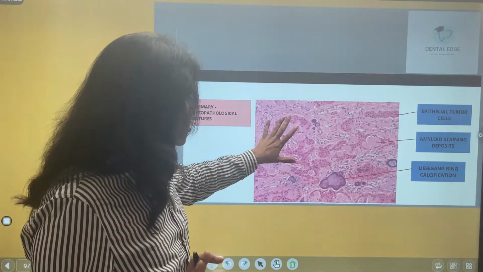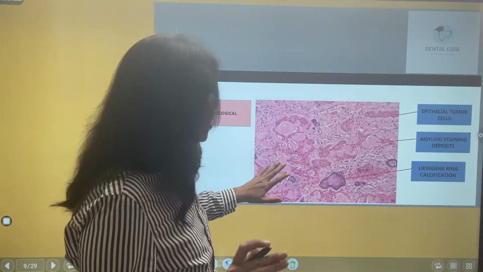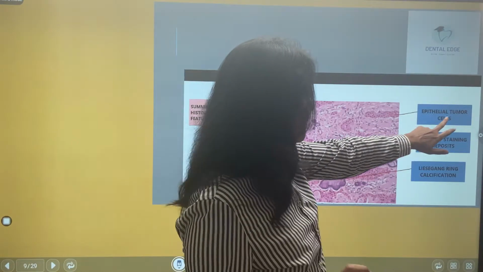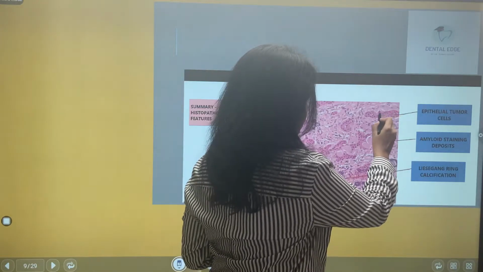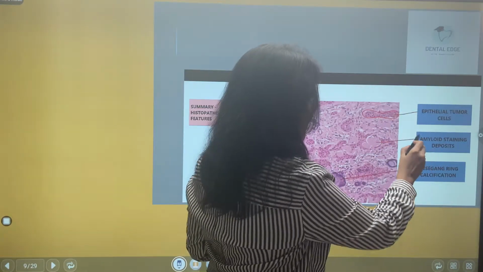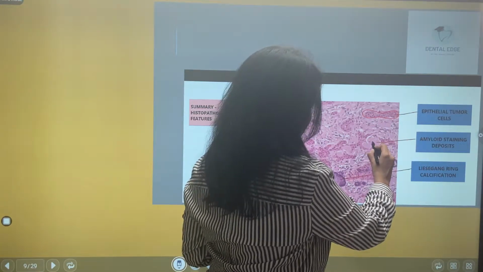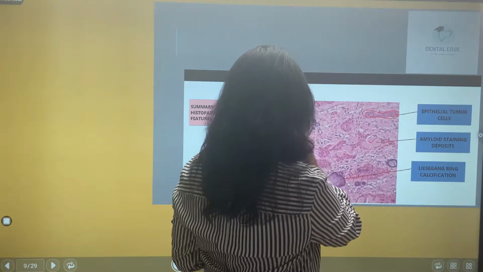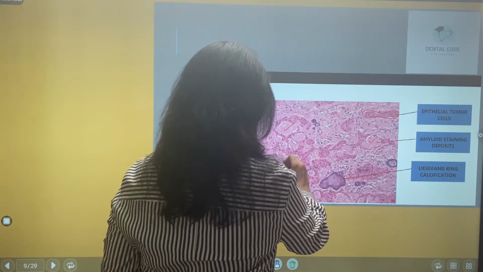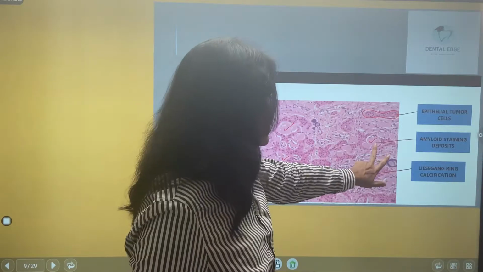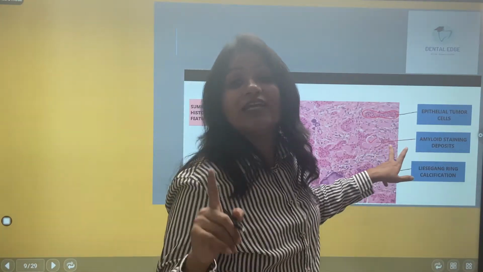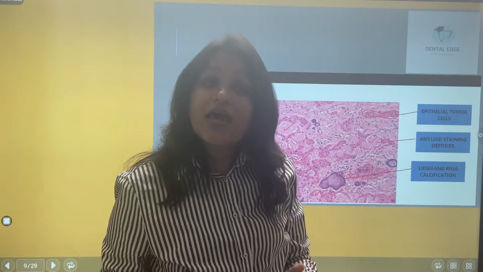If we just summarize the histopathology, there is presence of epithelial tumor cells, amyloid staining deposits. These eosinophilic deposits, these are amyloid staining deposits, as you can appreciate here in this image. These amyloid deposits, they have a tendency to calcify, and in which pattern?